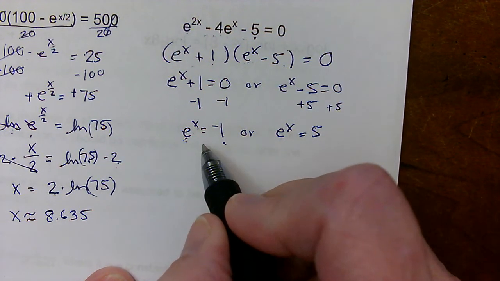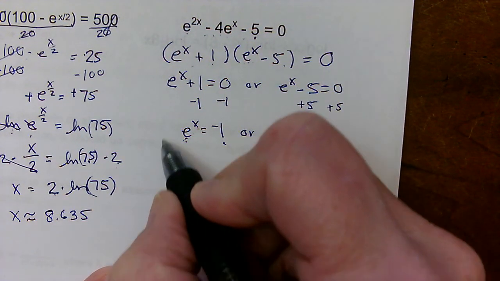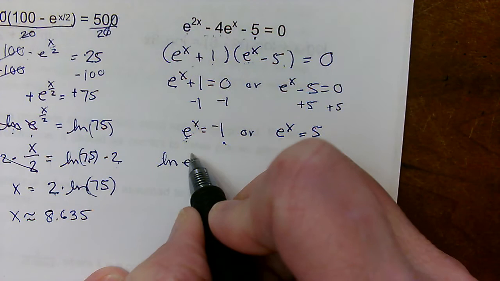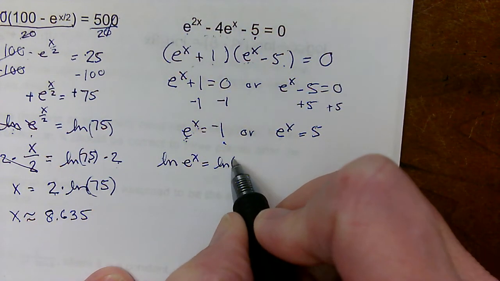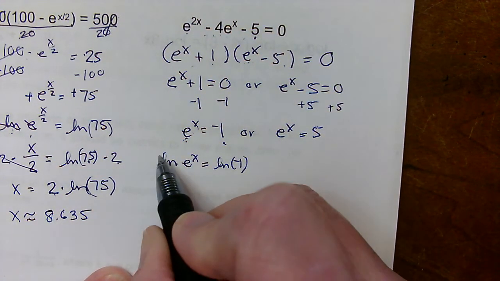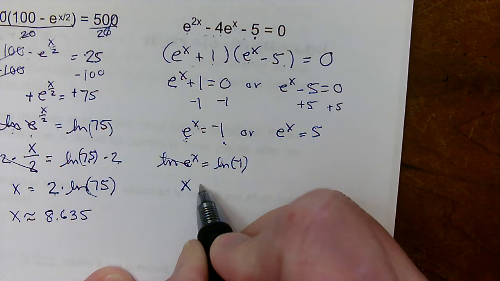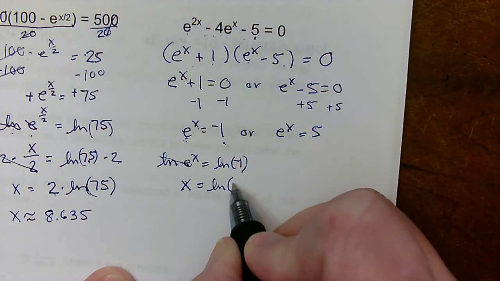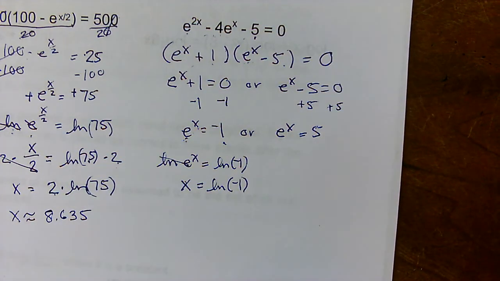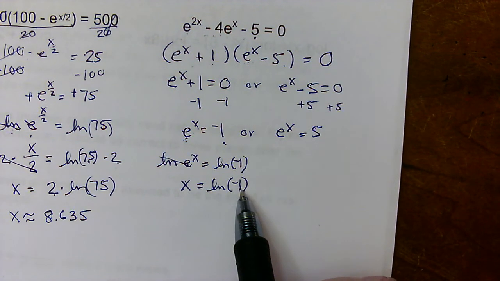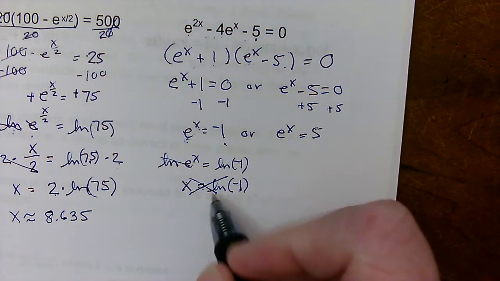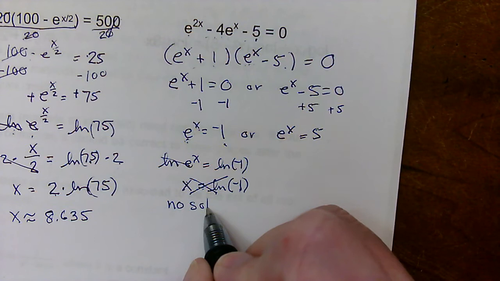So this one, even if we try taking the natural log of both sides, here the natural log and the e would cancel, getting x by itself. And we get the natural log of negative 1. When we learned about natural log functions, we learned that their domain had to be greater than 0. So the thing we plug into that function can't be negative, so that gives us no solution for this part of the equation.